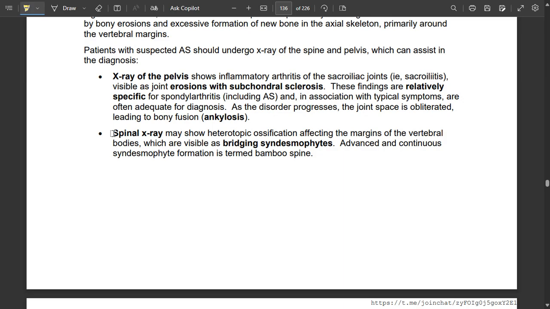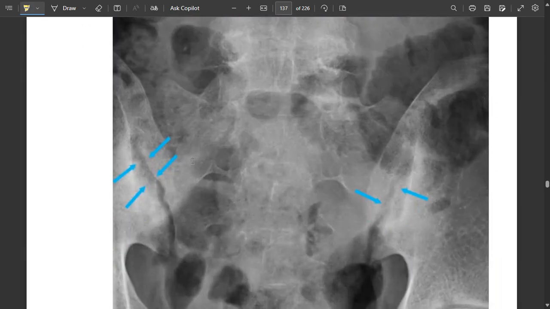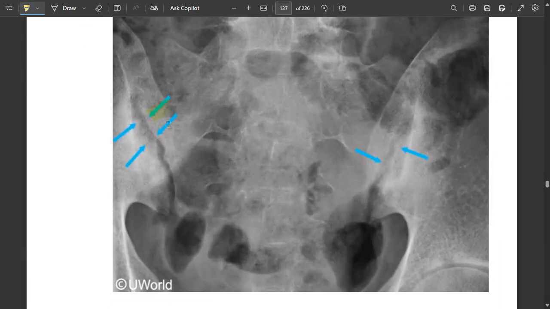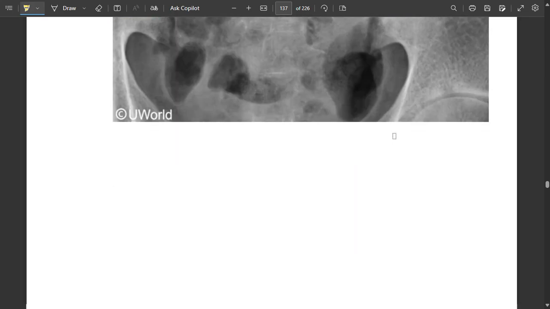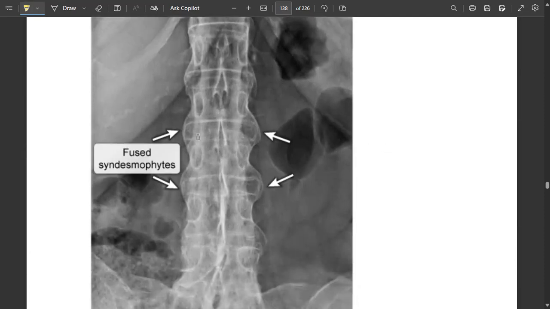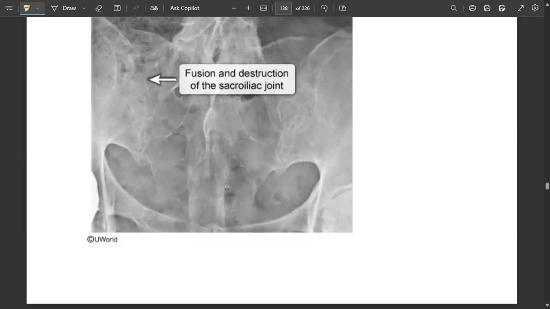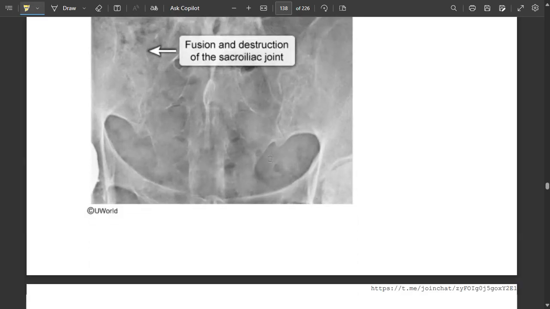Similarly, spinal X-ray may show heterotopic ossification affecting the margins of the vertebral bodies, which are bridging syndesmophytes. So a spinal X-ray can show bridging syndesmophytes. Advanced and continuous syndesmophyte formation is called bamboo spine. Okay, so this is how sacroiliitis looks on the X-ray. So this is it, bamboo spine. So fusion of syndesmophytes can occur. Facet joint fusion can occur. This leads to bamboo spine.